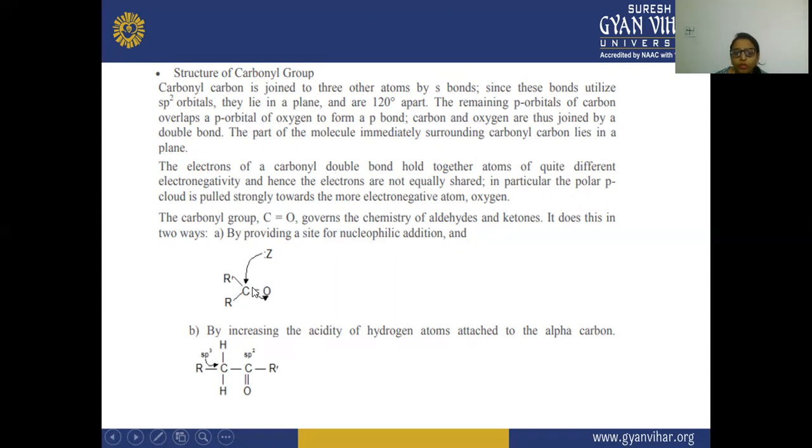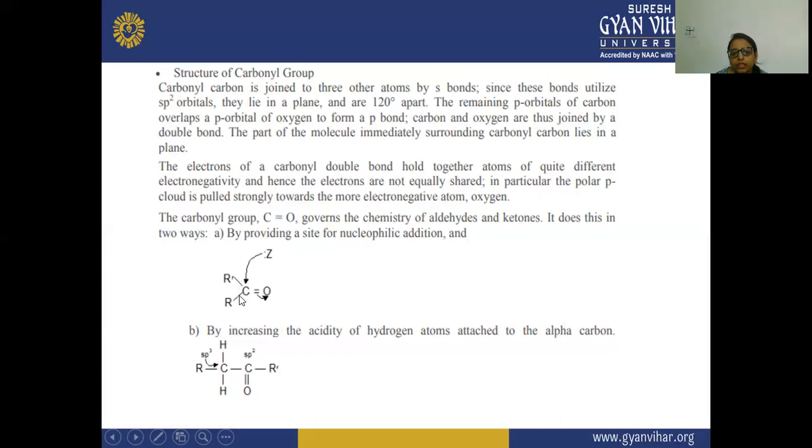So the part of the molecule surrounding the carbonyl carbon lies in a plane, and the electrons of the carbonyl double bond hold together atoms of quite different electronegativity. That is why this oxygen, which is electronegative, pulls electrons from the carbon. So here the pi cloud is shifting to this position, and this carbon is left with a deficiency of electrons, because the oxygen has pulled electrons from it.